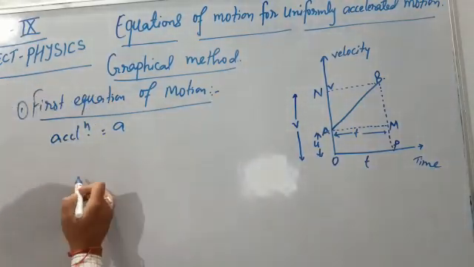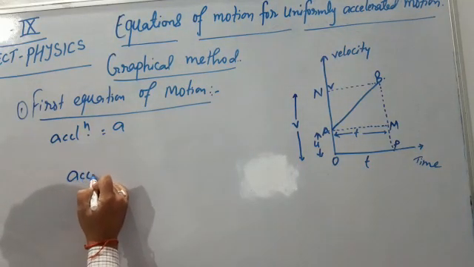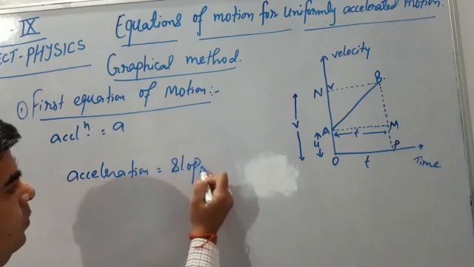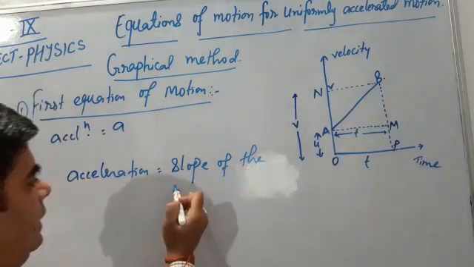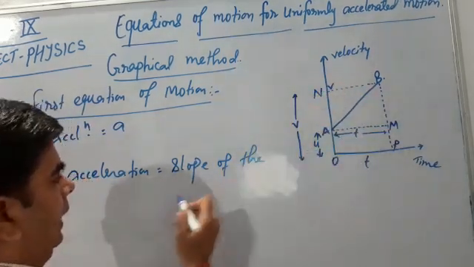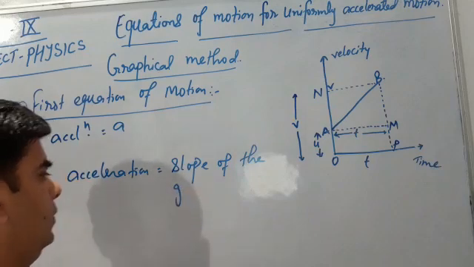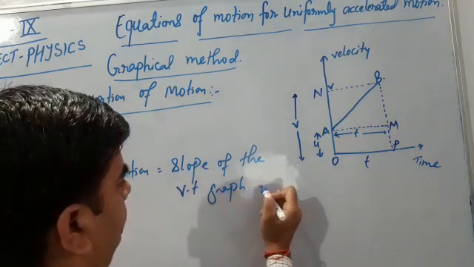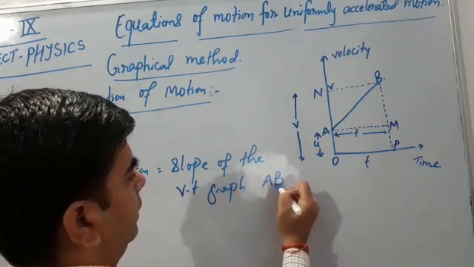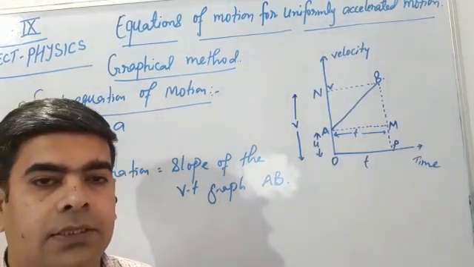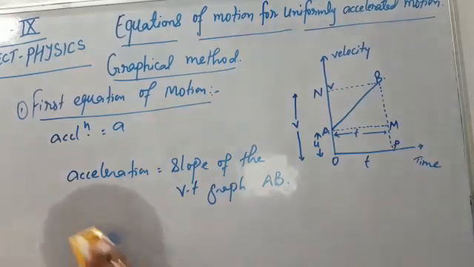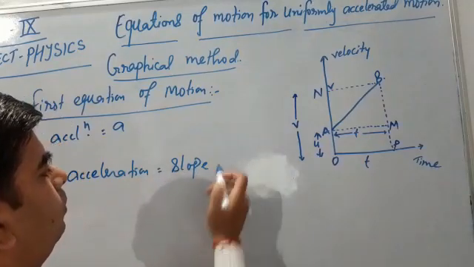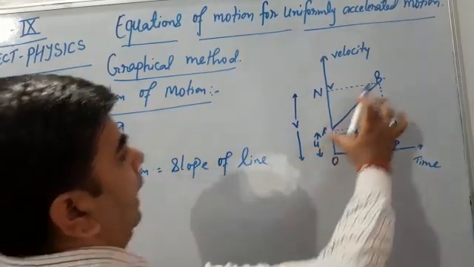So first of all, how do we calculate acceleration? Here acceleration is just the slope of the VT graph, that is AB. Here we have to calculate the slope. So acceleration is equal to the slope of line AB.